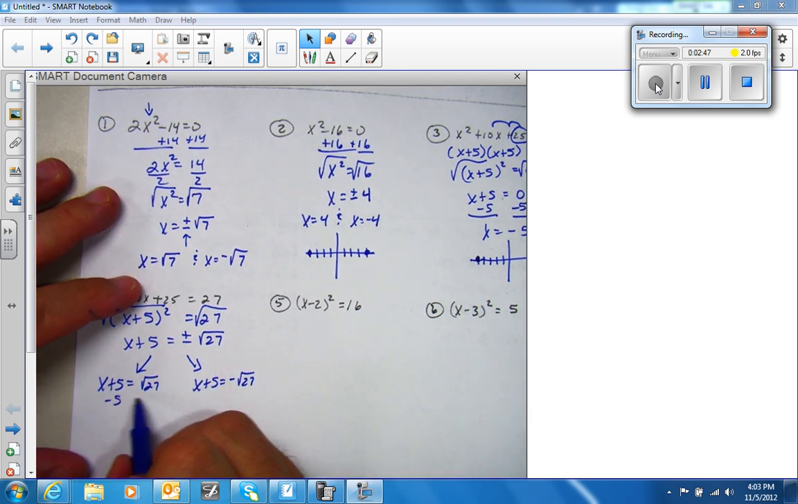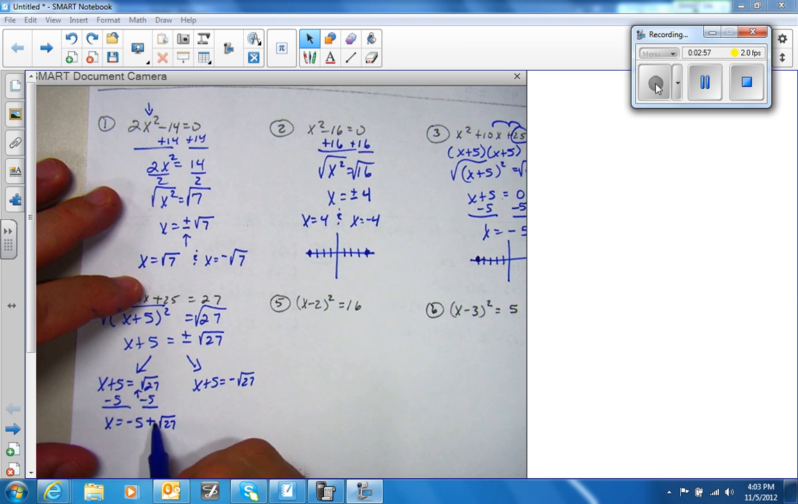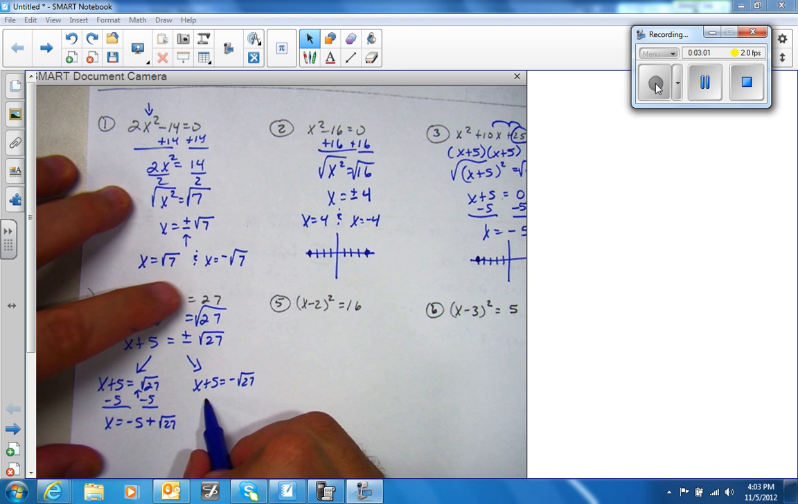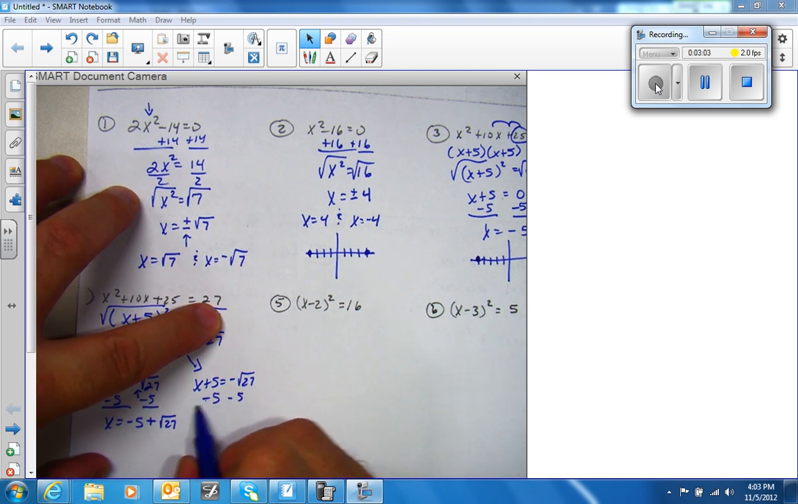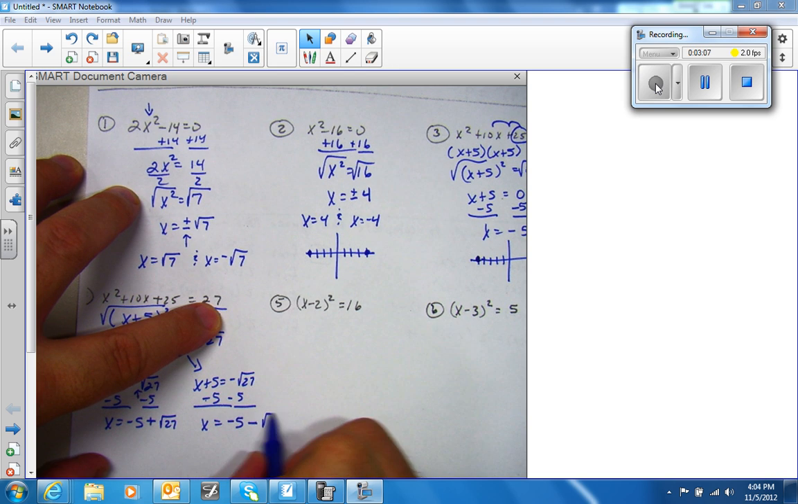So minus 5, minus 5. Now this simply just falls in front right there. Okay, so negative 5 plus the square root of 27. All right, notice it's not times, so don't put negative 5 square root of 27. So here, minus 5, minus 5, x is equal to negative 5 minus the square root of 27.